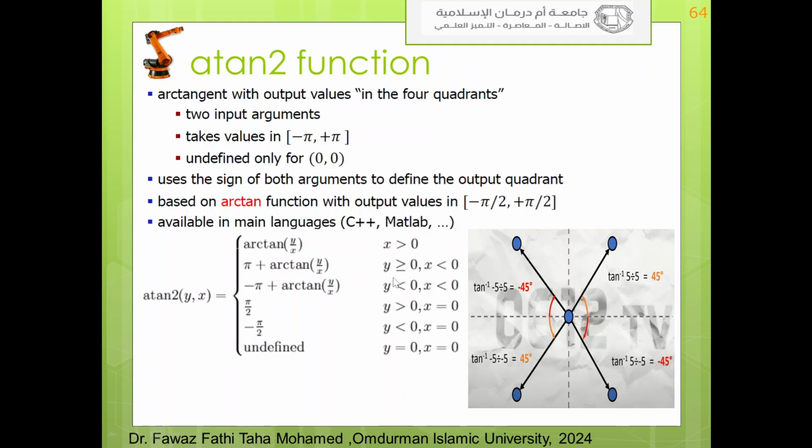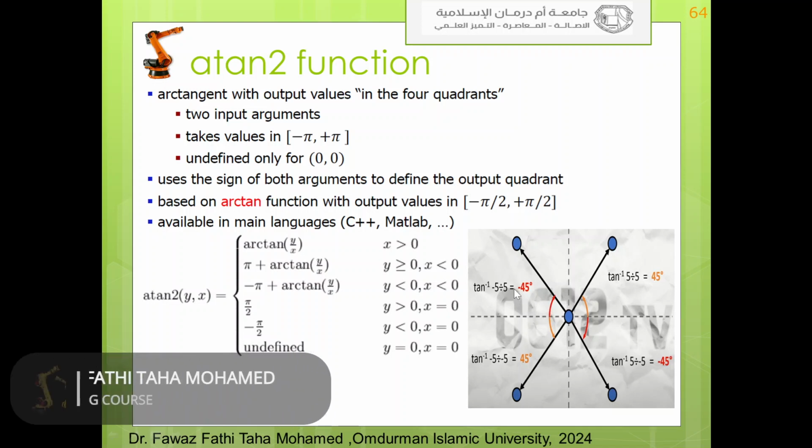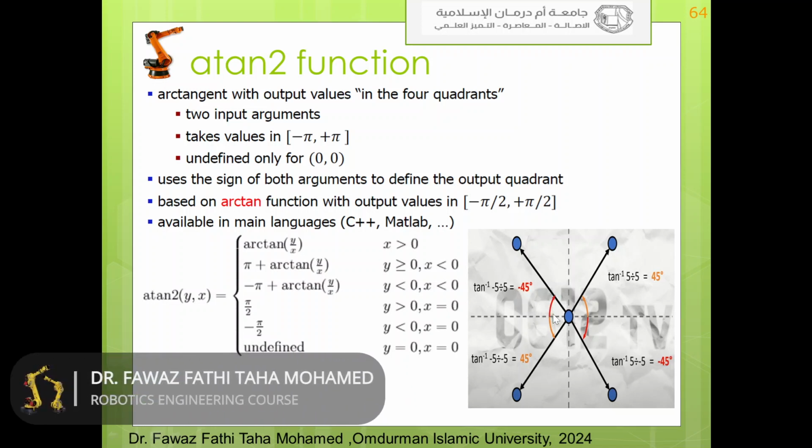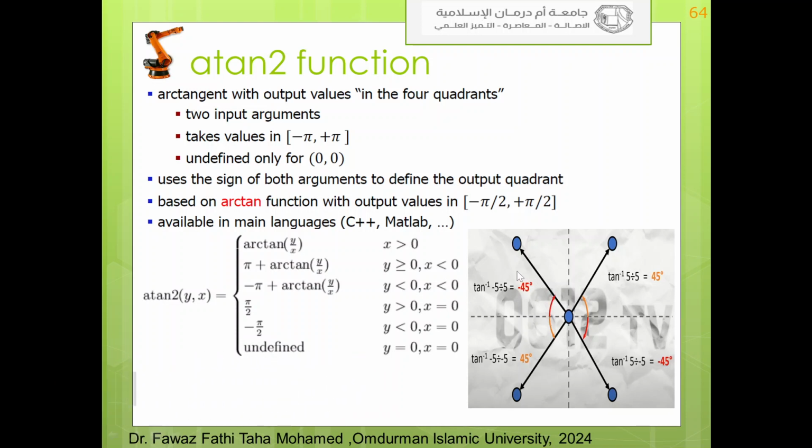In the other case, if x is less than 0, a negative value, like here, x is less than 0 but y is greater. If you use a calculator, we will obtain minus 45, but the angle is actually in the second quadrant.